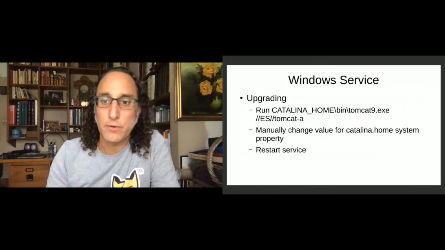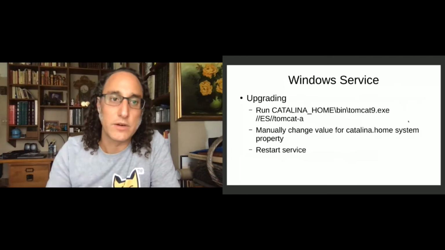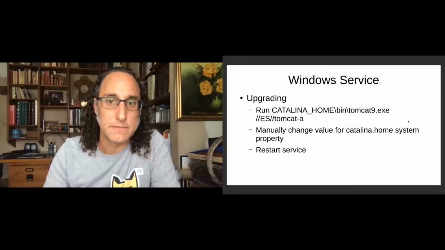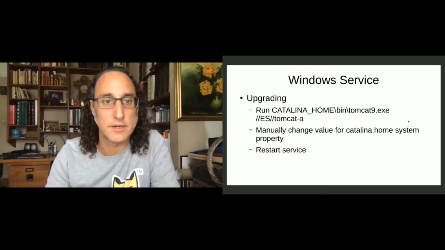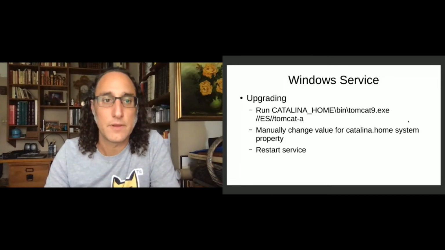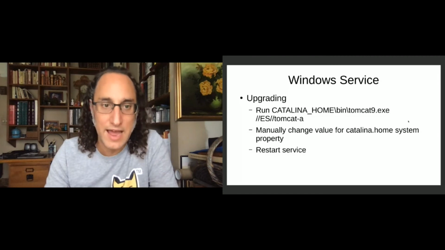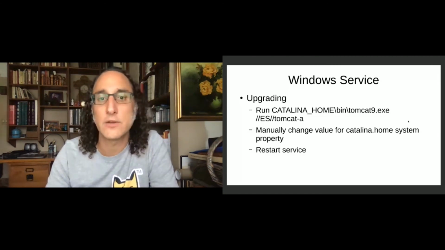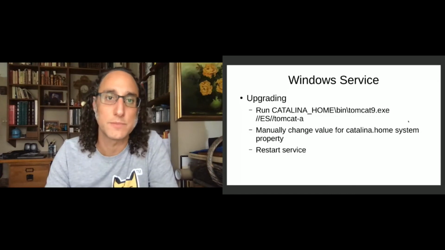In order to upgrade the Windows service, there are a couple of things that you could do. The first is you could run Tomcat 9. I chose Tomcat 9 in this case. If you run the Tomcat 9 executable with the edit service command and give it a specific name, that's what //es//tomcat-a is. You're specifying that you'd like to edit the configuration for that service. And then you can manually change the value for the Catalina.home system property.